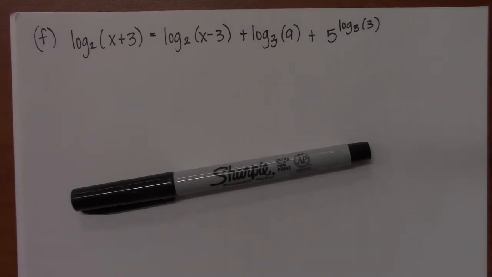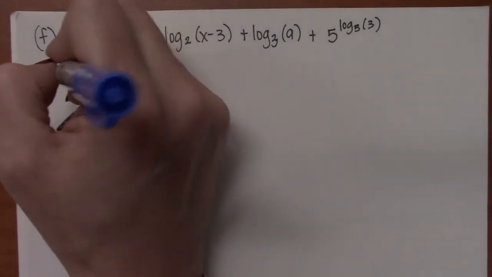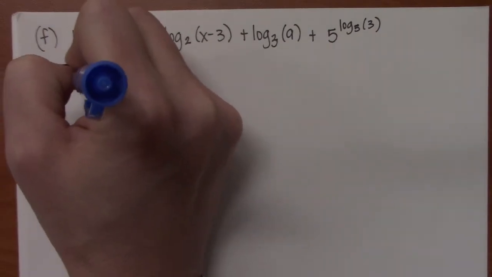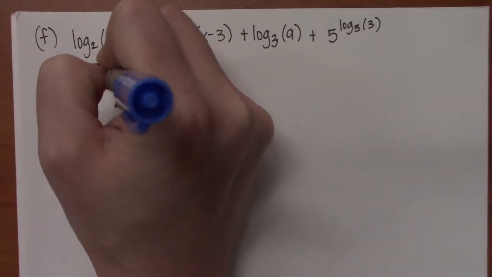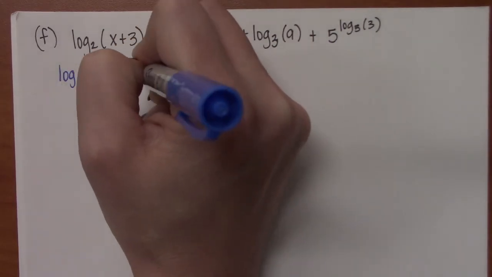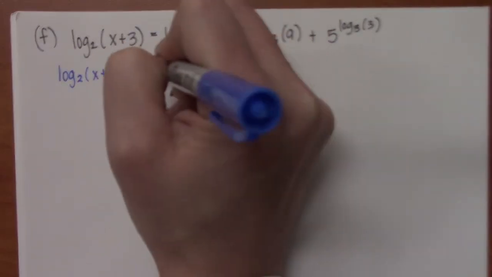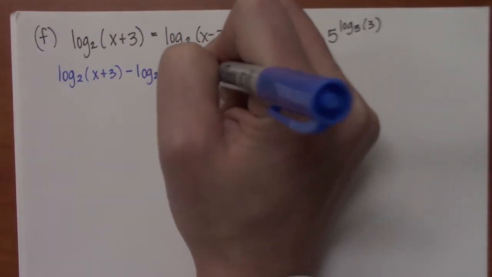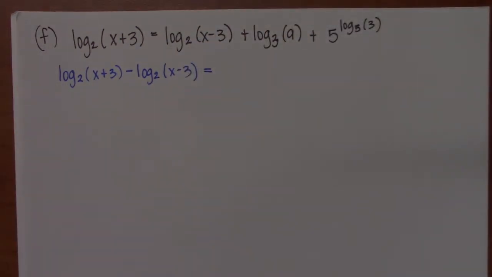So the first thing that I would want to do is let's get the two log base 2's over to the same side of the equation, right? Because we know we could combine those if we needed to. So I'm simply going to subtract log base 2 of x minus 3 from both sides. All right, so that just moves that guy over to the left.